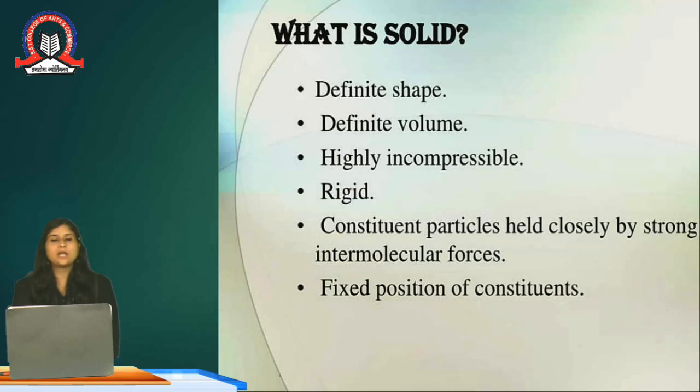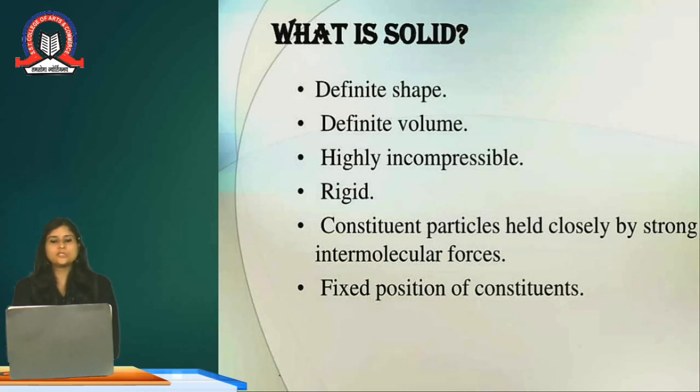All solids are highly incompressible. We can't compress the atoms. Why? Because they don't have spaces between the atoms. So obviously there is no spacing to compress atoms or to make them move from their position. They are rigid. Rigid means they are hard and stiff. Obviously, atoms are compactly arranged, so they are not able to move even an inch.